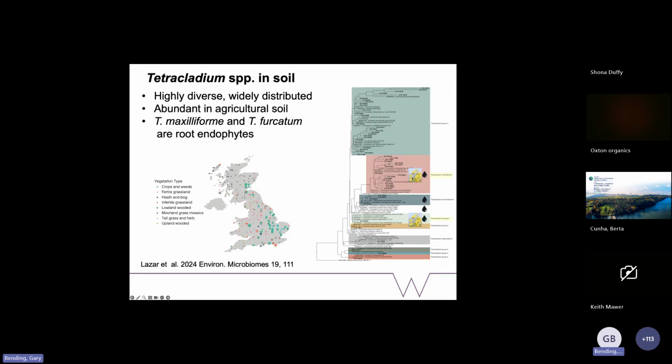It was also apparent from the work that we did that only a small subset of these tetracladiums liked to live in association with roots. This one here, tetracladium maxilliform and tetracladium furcatum. So these are really the indicators of microbiome health, not the wider tetracladium group.